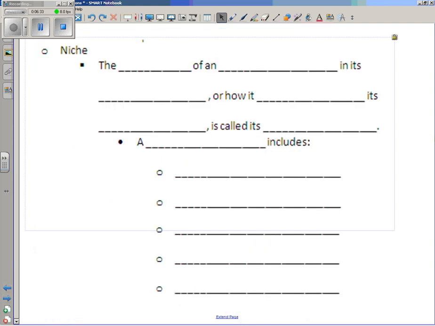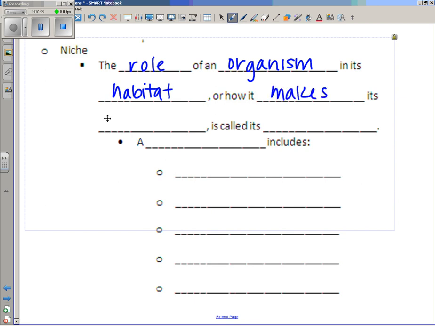The next section talks about a niche. You might have a niche in your own family or in your own habitat at home. A niche is kind of like your role. So maybe you're the funny one or the one that gets in trouble all the time, or maybe you're the smart one in your family, or whatever it is that you think you are in your family, you can consider yourself playing that role. So a niche is a role that organisms play in nature. The role of an organism in its habitat, or how it makes its living, how it's able to live, is called its niche.